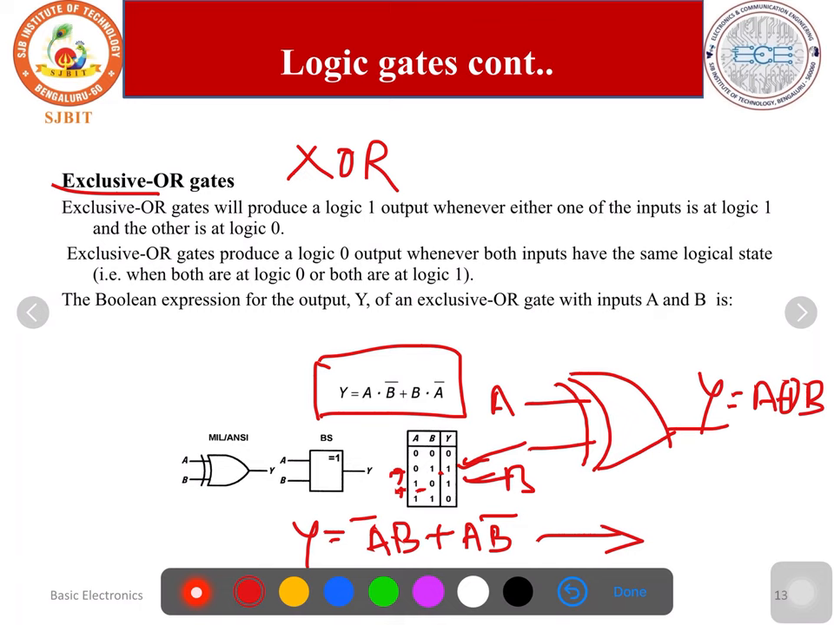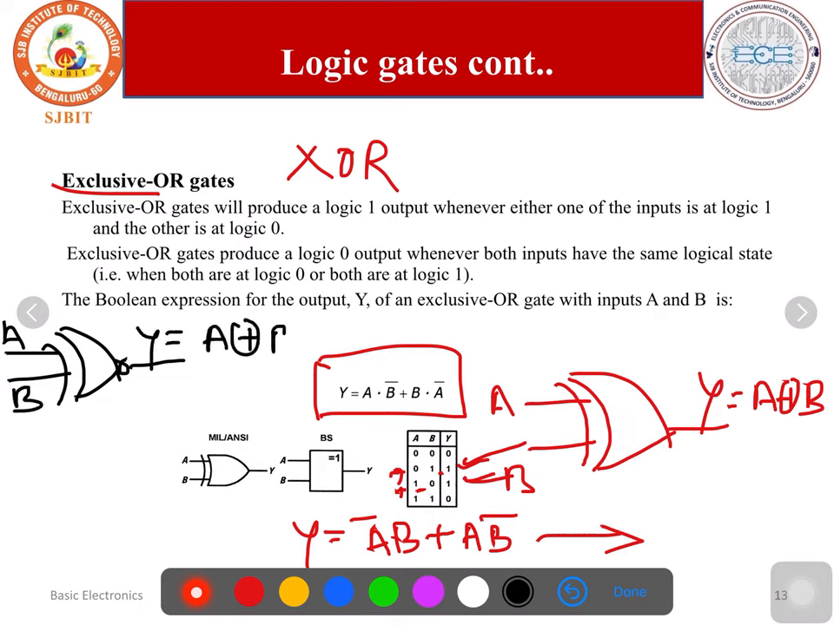Suppose it is for the XNOR gate. XNOR gate. So this is the symbol, write the XOR gate, then put a bubble, then here A and B. So Y is equal to A XOR B, put a whole bar, then it becomes the XNOR gate. This is XNOR.